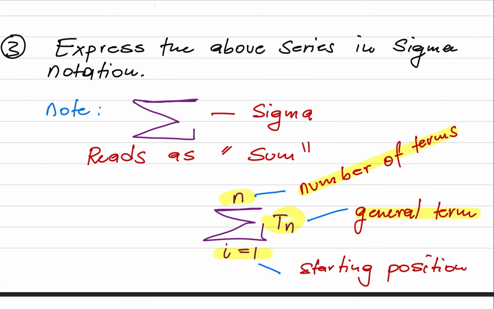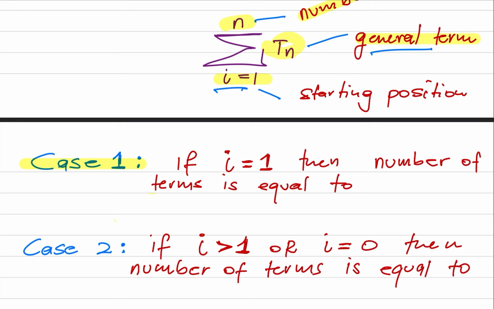I'm going to explain this further using examples. Let us start with our cases first. We have 2 cases which are involved in sigma notation. Your case 1, they say if i, your index, is 1, the number of terms is equivalent to how much? The number of terms is equivalent to n.